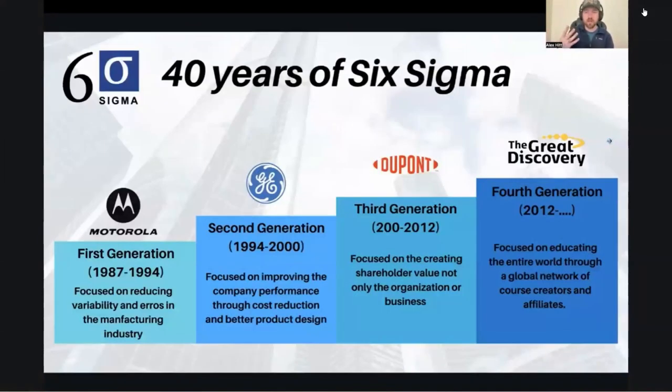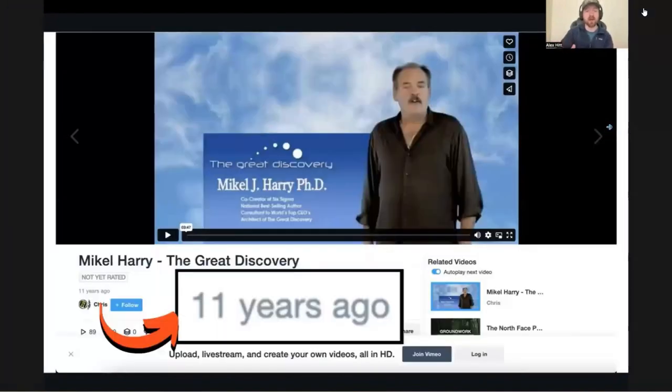Like I said, we're on the 4th generation of Six Sigma, called the Great Discovery. Some parts of the Great Discovery are actually over 11 years old. You see Michael J. Harry talking about the Great Discovery over 11 years ago. And some parts of the Great Discovery are brand new.